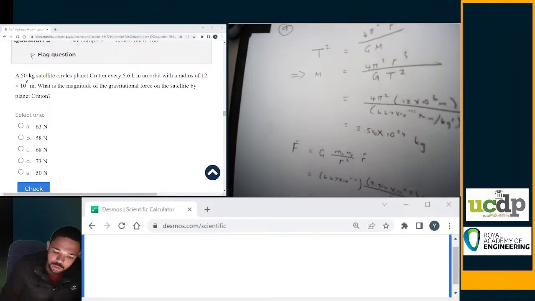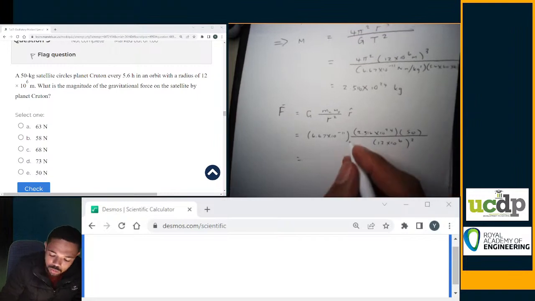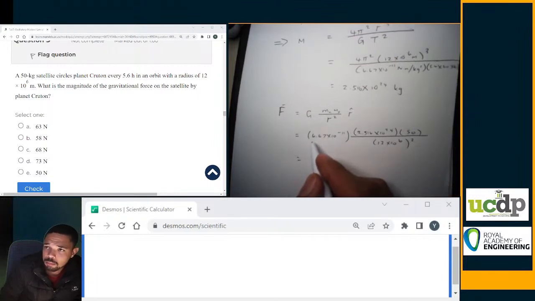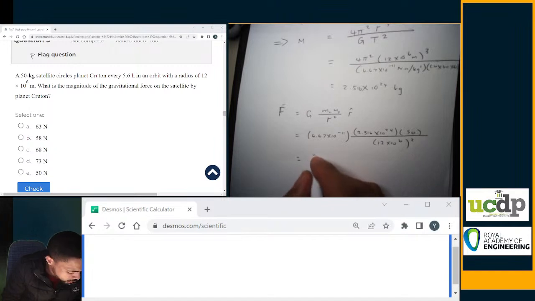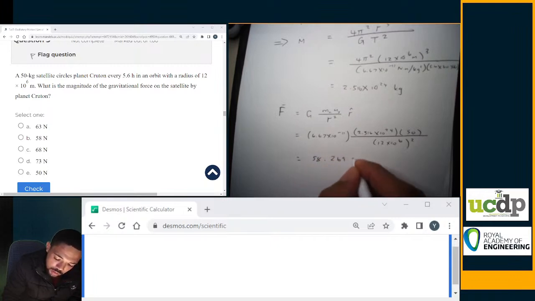So the force of gravity between these two bodies, let's call the satellite a space body, and the planetary body Crouton. So 6.67 times 10 to the negative 11 multiplied by 2.516 times 10 to the 24 times the mass of the satellite, divided by the distance between them squared, should give us a force. If you work it out, you will get a force of 58,269 Newtons between these two bodies.